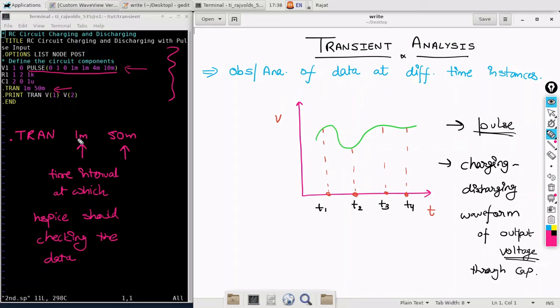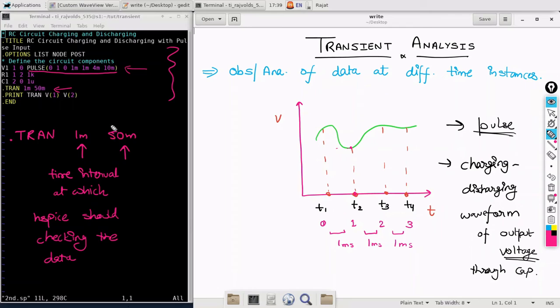Similarly, 1 millisecond is the time interval in which the HSPICE should check the data. For example, if T1 is 0, then T2 will be 1, T3 will be 2, T4 will be 3. So at every 1 millisecond of the interval, the HSPICE is checking the output data. So after 1 millisecond, at this instant of time, the HSPICE has checked the data or generated the data. So this is the time interval at which the HSPICE is checking the data.